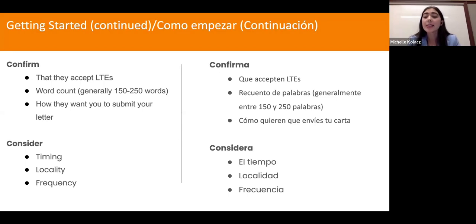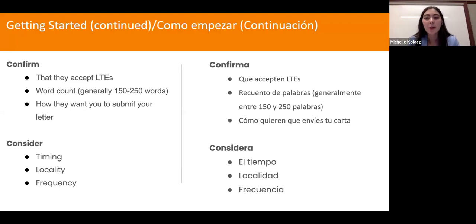Another thing to consider is locality. If you're submitting a letter to a local newspaper, they are going to likely weigh your letter more if you're a resident and a part of that community, rather than if you're living on the other side of the world and you might not know what's going on in that community. Now, of course, there are bigger newspapers where they want to get all types of views, and that is not to say we ever discourage you from trying to submit to any newspaper.